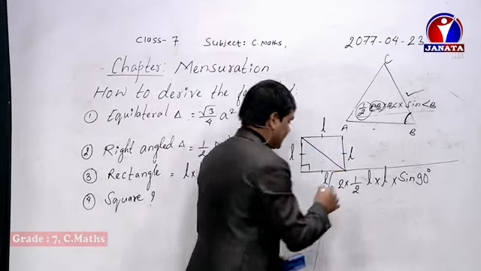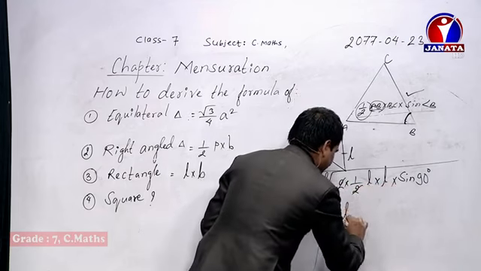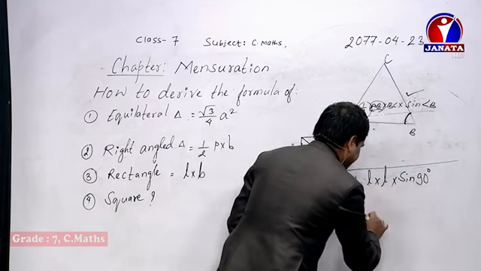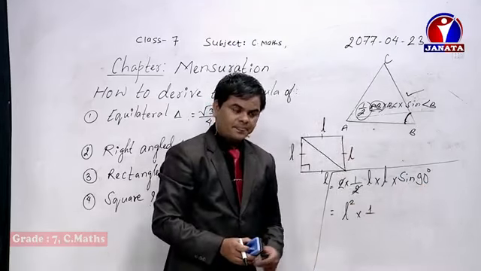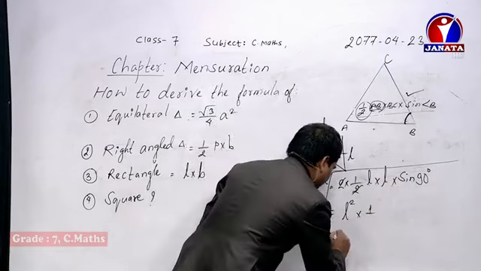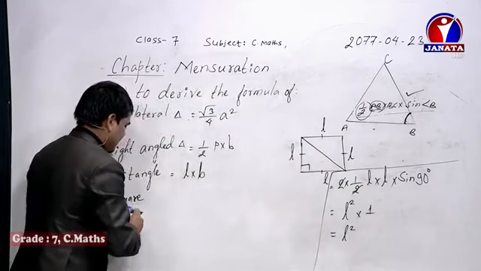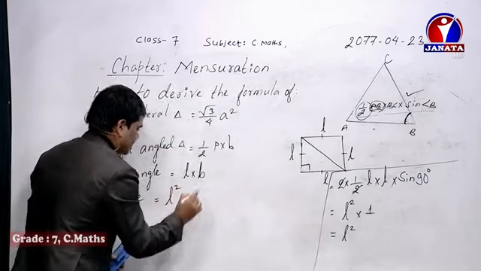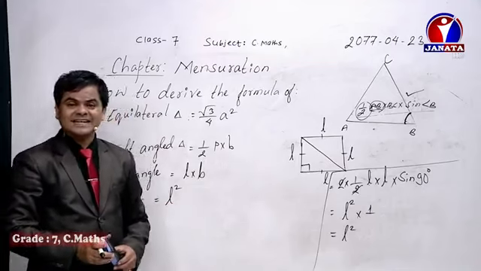So 2 multiplied here, the 2s cancel, then L into L square, and what is the value of sin 90 degree? We have already known, it is equal to 1. The value of sin 90 degree is exactly 1. So L square times 1 is L square. In this way the formula of square came as L square. In the book you will have just written area of square as L square.